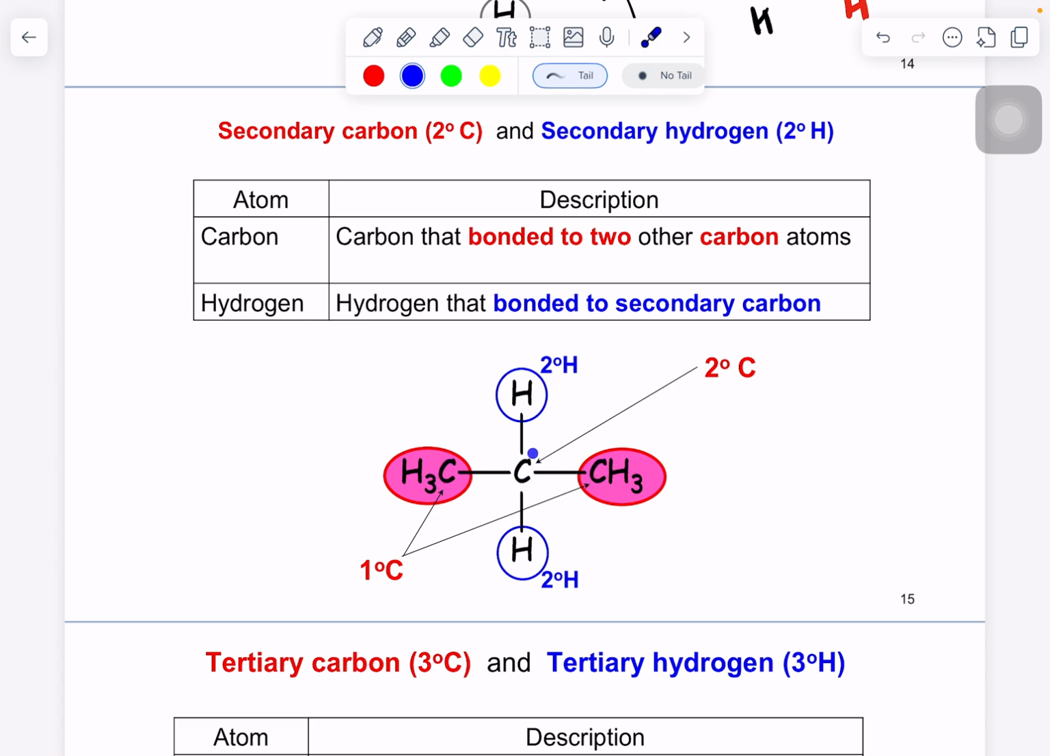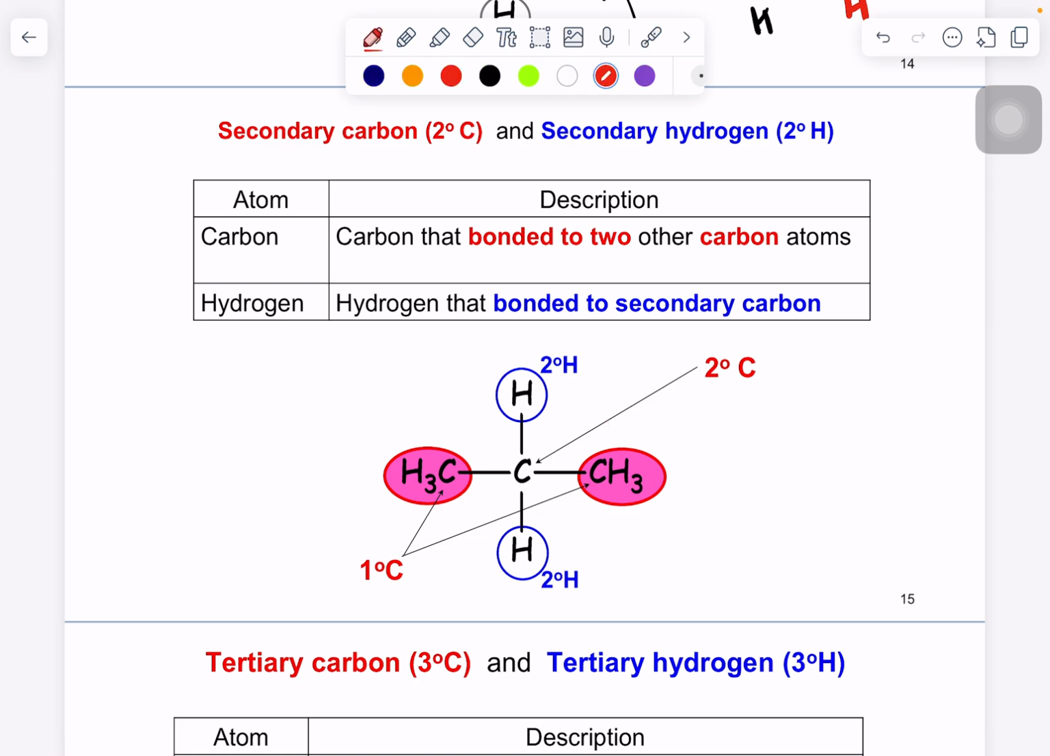So this secondary carbon we classify as a secondary carbon. There is one hydrogen and another one hydrogen. This hydrogen dia mesti follow carbon. So hydrogen ini bonded kepada secondary carbon, so hydrogen kita classify sebagai secondary hydrogen. This one also. Tapi untuk carbon yang dalam kurungan pink ni, sebab dia adalah primary.